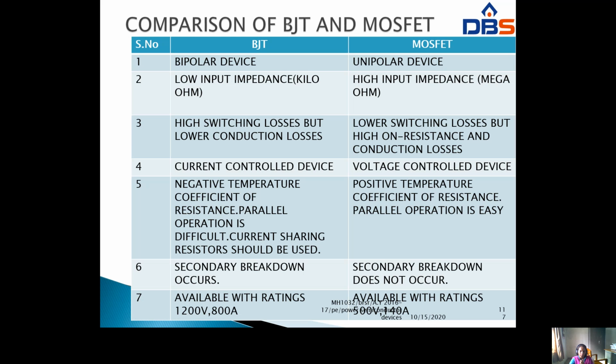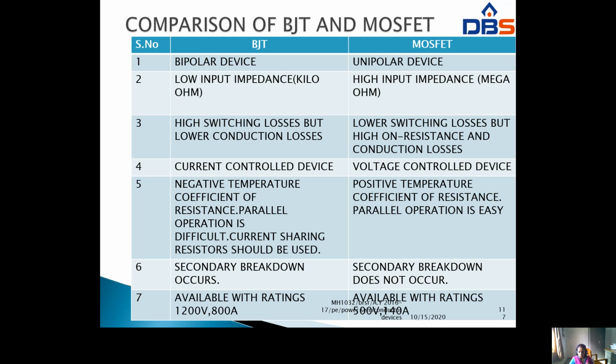Here we are using low input impedance. Here high input impedance, and high switching losses and lower conduction losses. MOSFET has high resistance, so lower switching losses but high resistance, and conduction losses will be there.